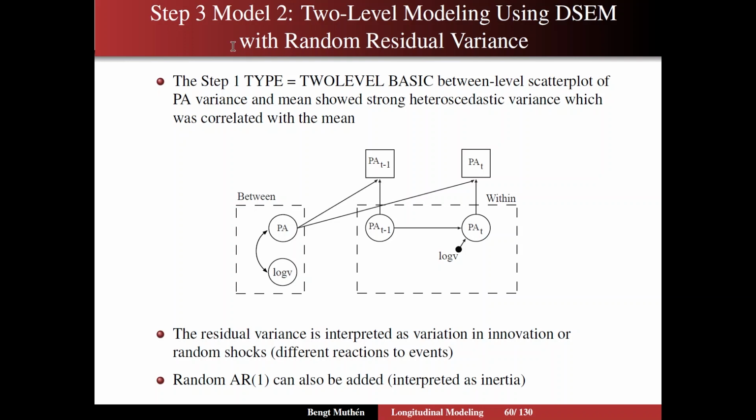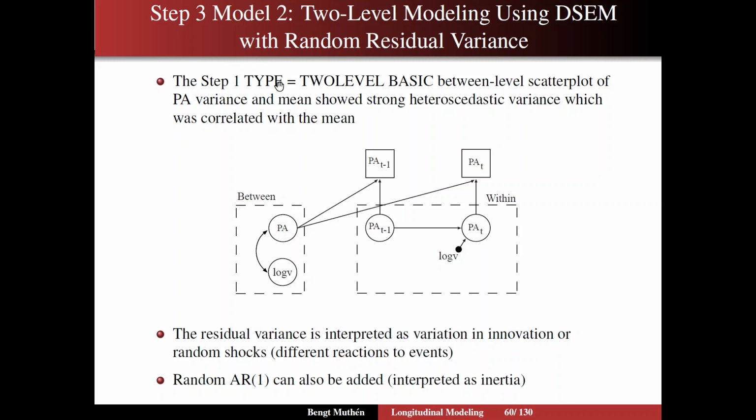And the reason we're doing that is because of our observation in step 1 in the between level scatter plot of the positive affect variance and mean. We saw first of all a strong variation in the variance, heteroscedasticity, and a correlation between the variance and the mean.